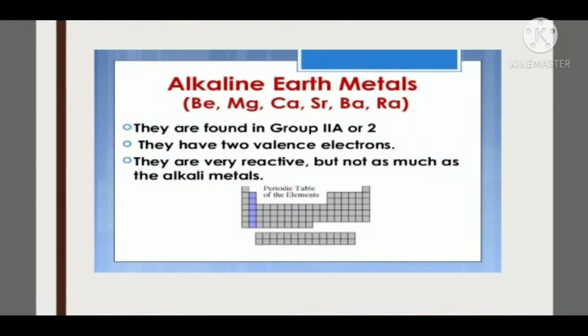Next up, alkaline earth metals. Elements that belong to this group are beryllium, magnesium, calcium, strontium, barium, and radon. Alkaline earth metals are found in group 2A or 2. They have 2 valence electrons. They are very reactive, but not as much as the alkali metals. This group needs 6 valence electrons to complete the stable valence electrons.